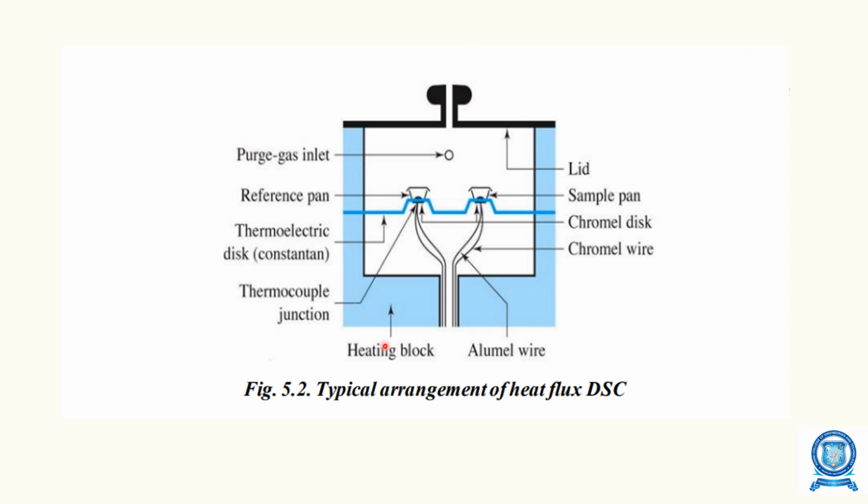This is the pictorial representation of the heat flux DSC. Here we have a furnace, and inside the furnace we have a sample and reference pan. As the heating block heats, the sample and the reference pan get heated. Here we measure the heat using the thermoelectric disc and thermocouple junction, and here we have a lid for placing the sample and the reference into the basket, and a chromel disc and chromel wire for heat flux.